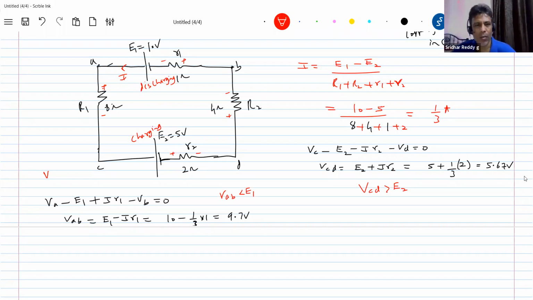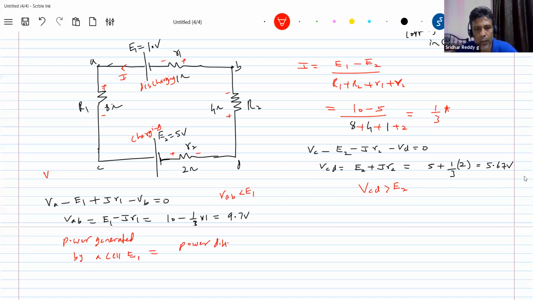Then what is the power generated by the cell 1? E1 into I. What will happen to it? A part of it will be dissipated by the cell itself, and the remaining will be given to the circuit and this particular cell. So let's go for some power generated by a cell. I'll write it here. Power generated by cell E1, what should it be equal to?